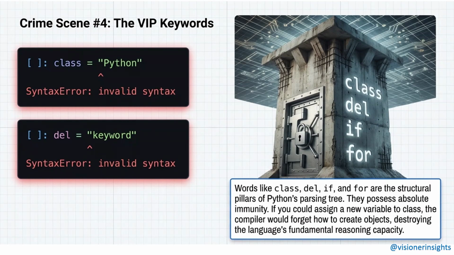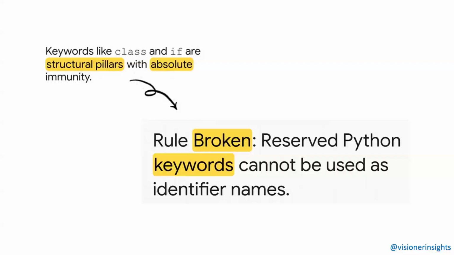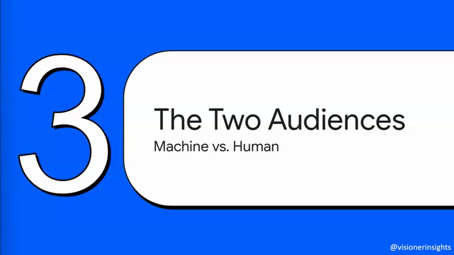Think about it. If you could just decide that the word class is now a variable, the entire language would forget how to create objects. It would be total chaos. And as always, the trusty caret shows you exactly where you've trespassed on protected ground. So the final verdict of our whole investigation is a really simple one. Reserved keywords, not for you. They are the language's private property, and you cannot use them as your variable names. End of story.